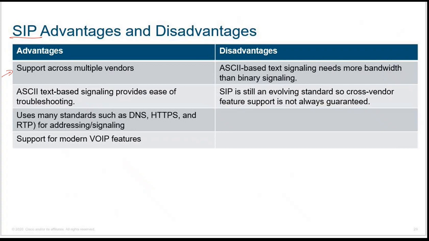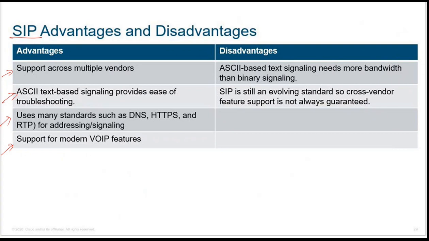It uses ASCII text-based signaling, which provides ease of troubleshooting compared to the binary coding being used by some other protocols. It uses many standards such as DNS, HTTPS, and RTP for addressing and signaling. It supports modern voice features. This is more like the blooming protocol with a lot of changes in it. Enhancements are being done, and it is the one which is commonly used now.